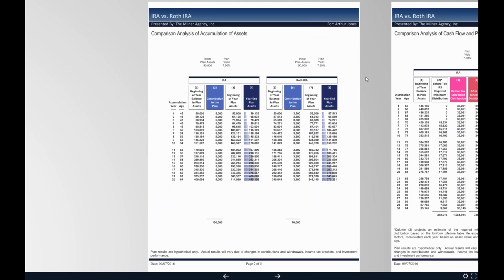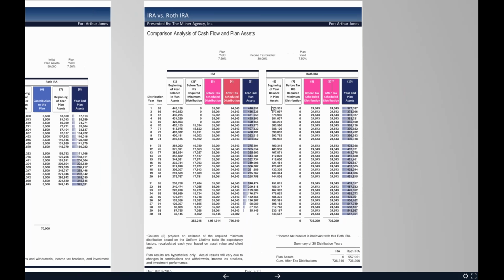So we show them very simply, they can make a $5,000 contribution to their IRA, but if they wanted to make the equivalent contribution to a Roth IRA, it'd be $3,500, right, because they had to pay taxes on it before they put it in there. Very simple, shows the money accumulating both at the same amount, same rate of return. And then we show them what their retirement's going to look like. So in order to get about $25,000 a year out at retirement, they have to take $35,000 out of their regular IRA, but they only have to take $24,000 out of the Roth, right?